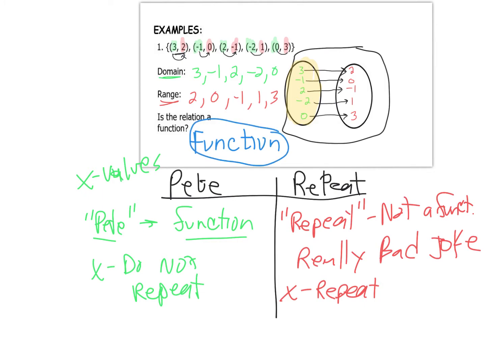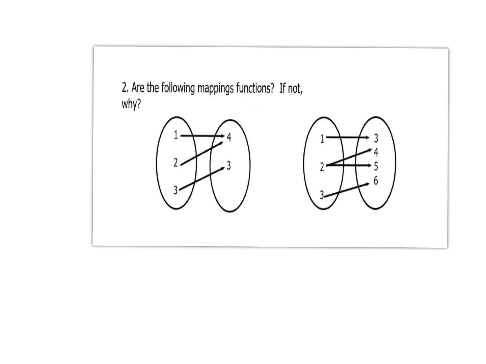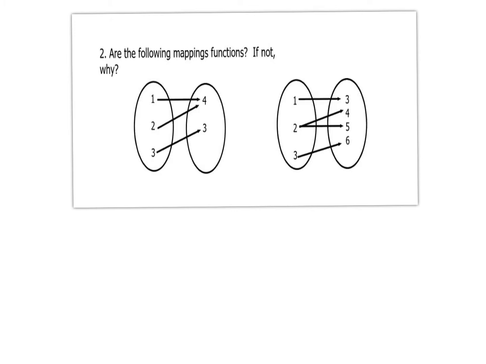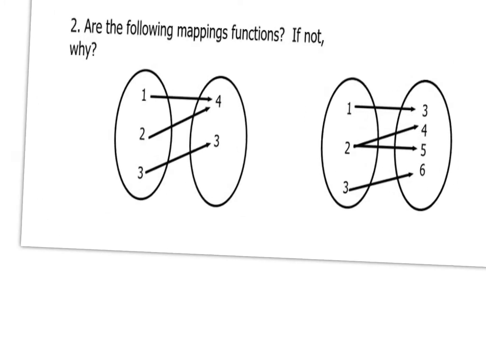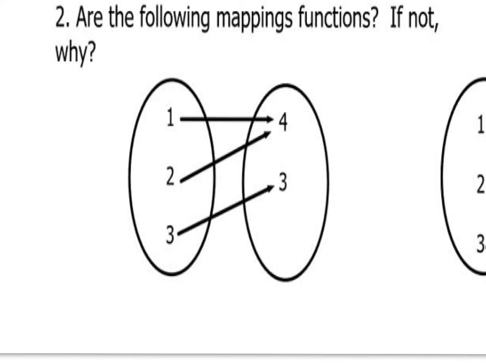All right, let's move on. Now we're given a mapping. Are the following maps a function, yes or no, and why? Or if not, we have to identify why. Now again, remember, a mapping is just giving you how the ordered pairs go. So for instance, this is our x, this is our y, right?